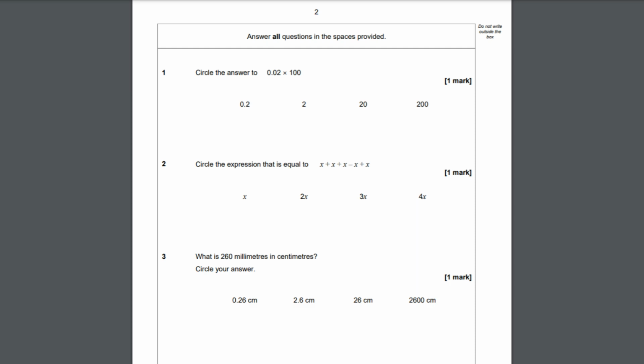And I will also try and do the questions later in this paper as well. But for this video, I'm just going to do questions 1 to 3. Cool, so let's get started.